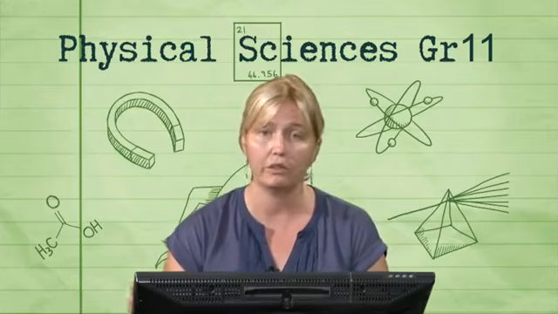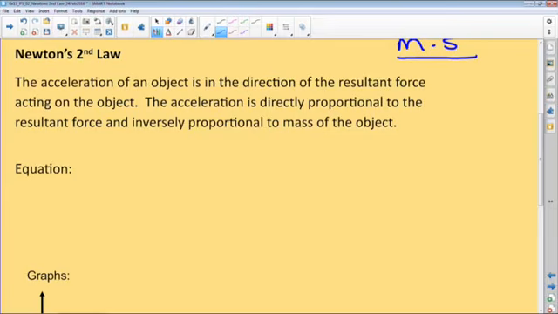Just to remind you what Newton's second law says, it says the following. The acceleration of an object, so you see, there's our acceleration, is in the direction of the resultant force. Remember, it's a vector quantity, that's why we need direction. So acceleration of an object is in the direction of the resultant force acting on the object. So the acceleration is directly proportional to the resultant force and inversely proportional to the mass of the object.